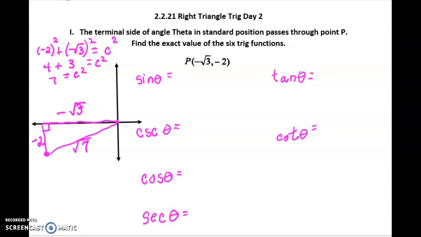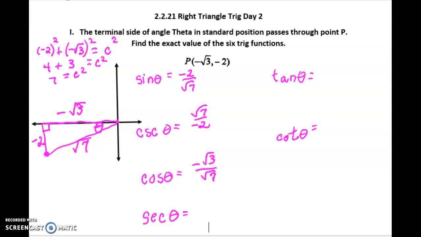Now we can find sine of theta. Theta is always the angle at the origin. The sine of theta is the opposite leg, negative 2 over the hypotenuse, square root of 7. The cosecant is the reciprocal, so square root of 7 over negative 2. The cosine is the adjacent leg, so negative square root of 3 over the hypotenuse, square root of 7.